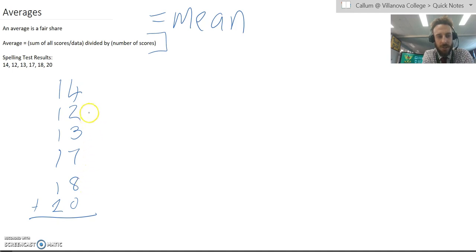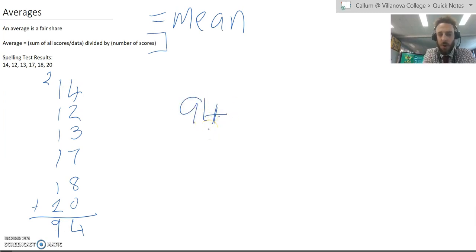So 8 and 2 is 10, plus 4 is 14, plus 3 is 17, plus another 7 is 24. 4 goes down here, my 2 gets regrouped as a 10, and then we've got 2, 3, 4, 5, 6, 7, 8, 9. So 94 is the sum of all the data.